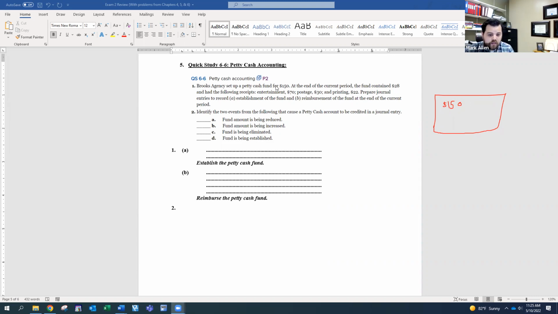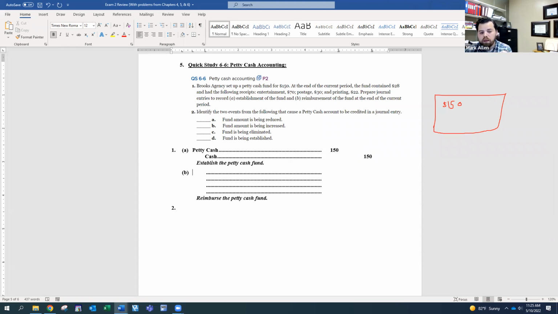So in this case, we need to first establish the petty cash fund. In the establishment of the fund, this is one of the times we actually get to debit petty cash, and then we will credit cash. We're setting up the fund. Debit petty cash for 150, credit cash for 150. Now in part B, we need to reimburse the fund.